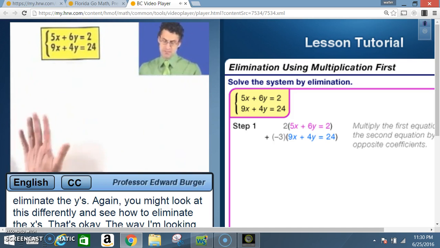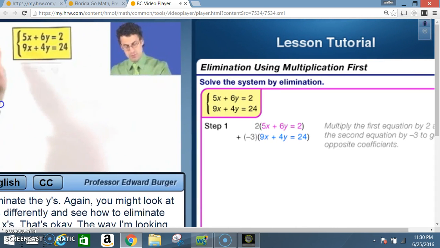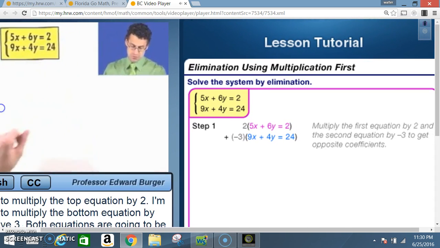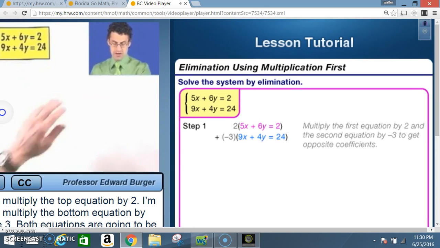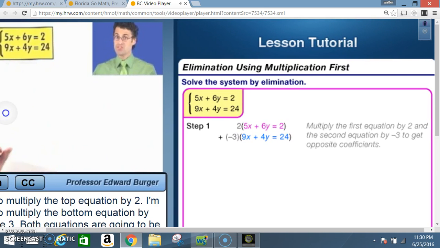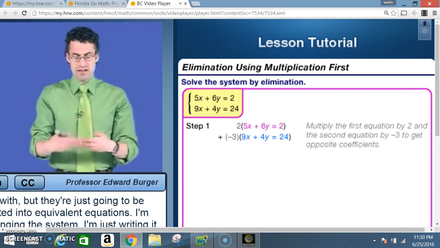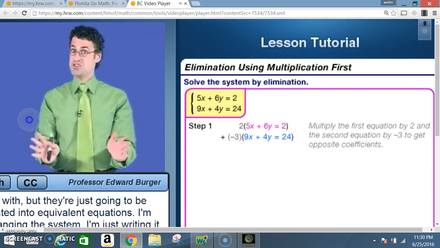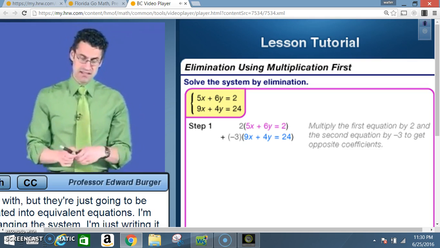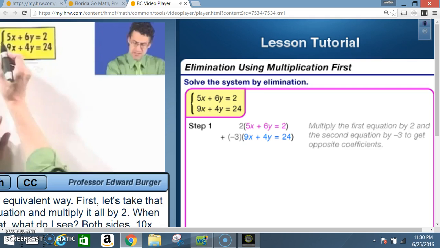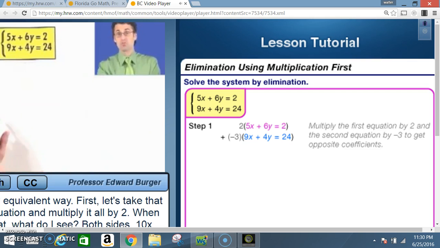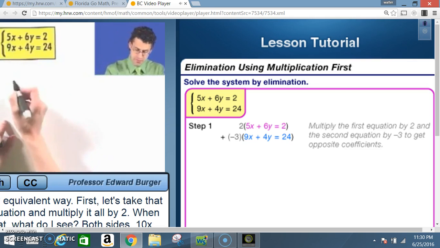Now again, you might look at this differently and see how to eliminate x's, and that's okay. But the way I'm looking at it is I'm going to multiply the top equation by 2. I'm going to multiply the bottom equation by negative 3. So both equations are going to be fiddled with, but they're just going to be generated into equivalent equations. I'm not changing the system. I'm just writing it in a slightly equivalent way. So first, let's just take that top equation, multiply it all by 2. When I do that, what do I see? Both sides.